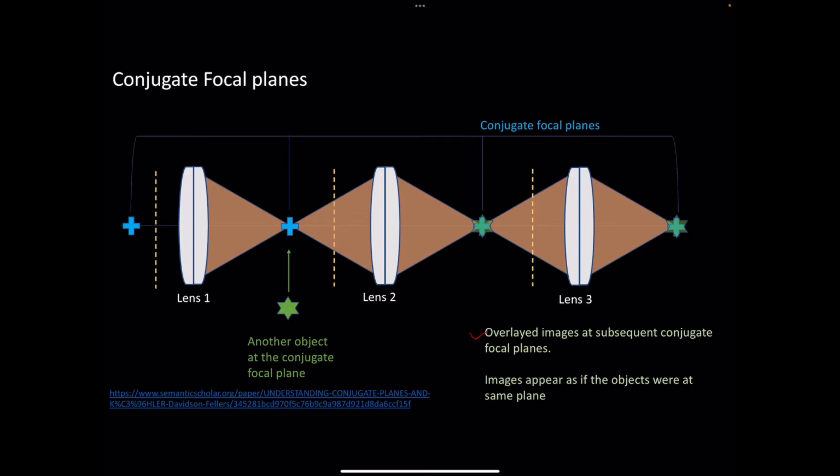With this introduction about the conjugate focal plane, we are now ready to see what the different types of optical elements are, how they are arranged inside an optical microscope, and how the optical train in the microscope would look.